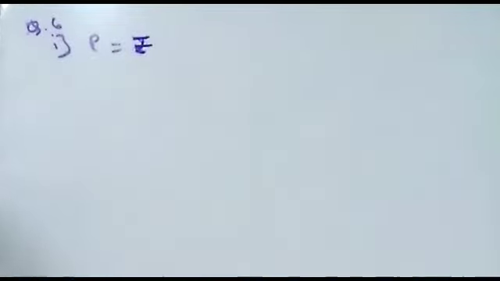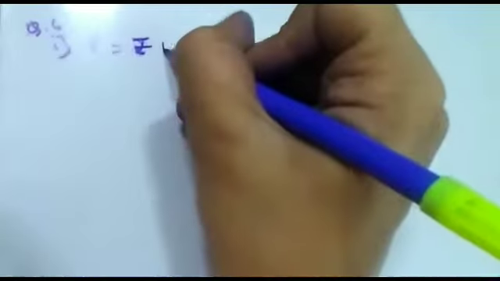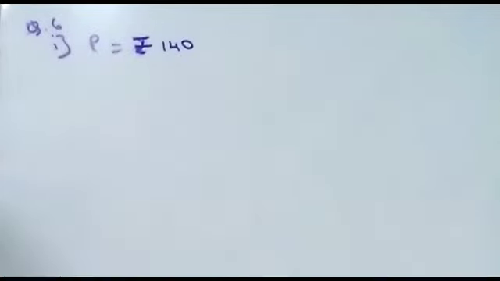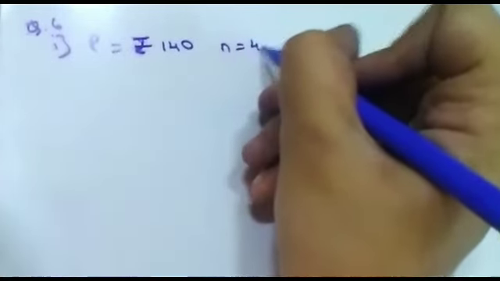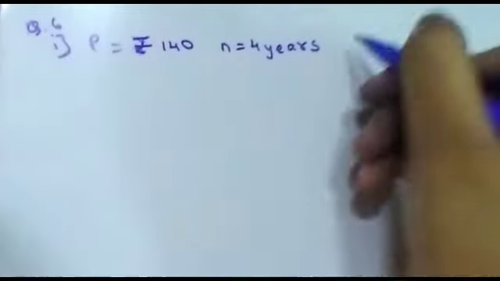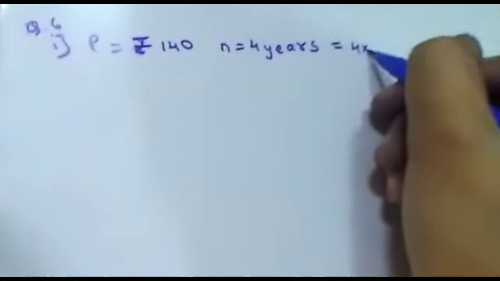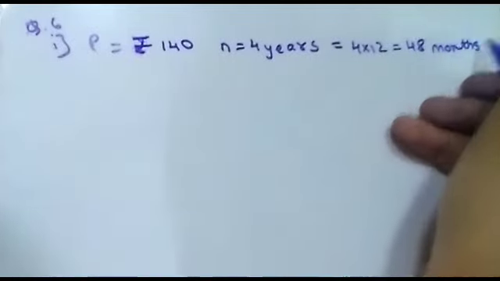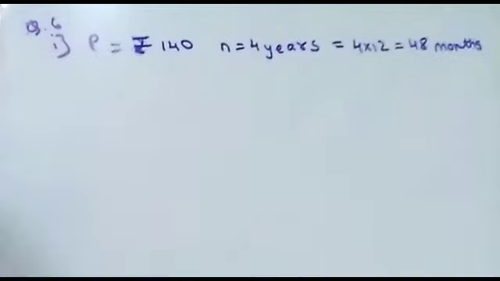So question number 6, first one says, Puneet has a recurring deposit account in the Bank of Baroda and deposits rupees 140 per month. So P is rupees 140. Sum deposited is rupees 140. Now it is written for 4 years. Means N equals 4 years. We have to convert it into months. Therefore N would be 4 into 12, which is 48 months. Then if he gets rupees 8092 on maturity, find the rate of interest given by the bank.